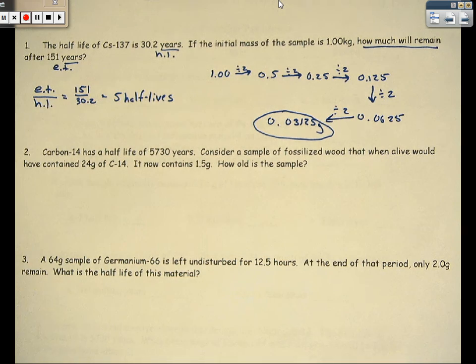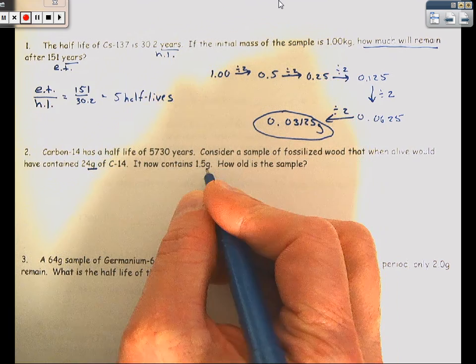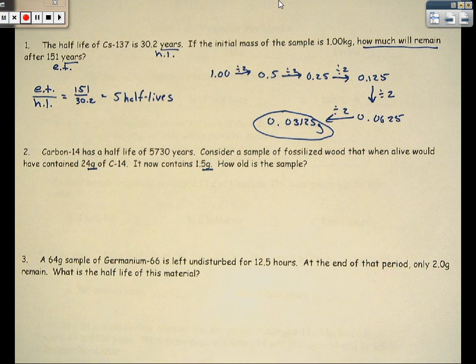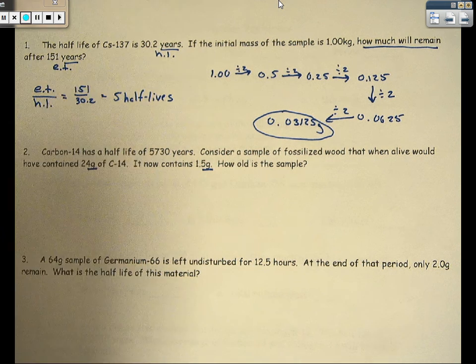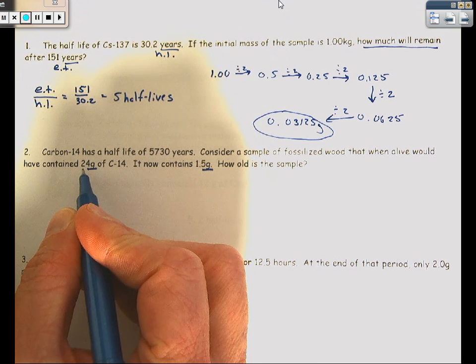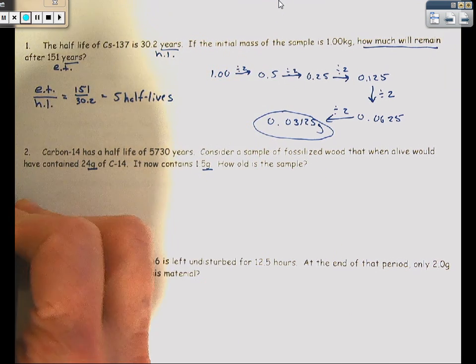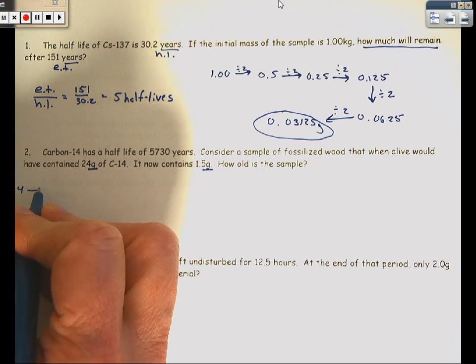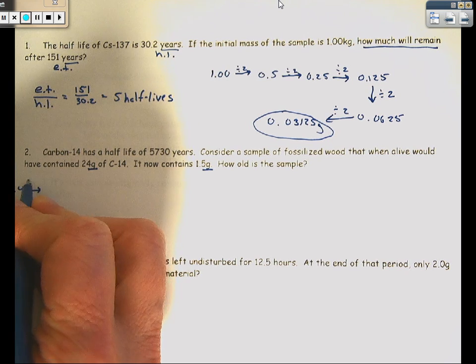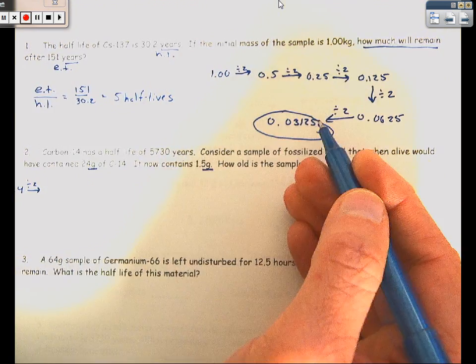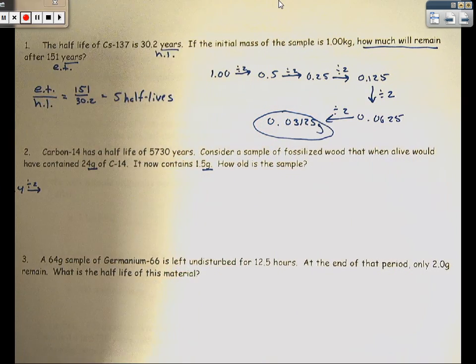In cases where you're given 2 numbers in grams, you're not going to be able to approach it this same way. All we have is the half-life, the 5,730 years. What we're going to have to do here is figure out our half-lives based on the decomposition of the carbon-14. How many times do we have to divide it in half to get from 24 to 1.5? So again, we're going to start just dividing. We're doing basically the second half of this first one to start ourselves off here.